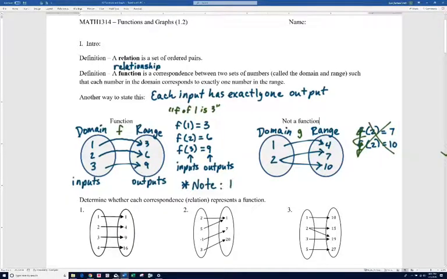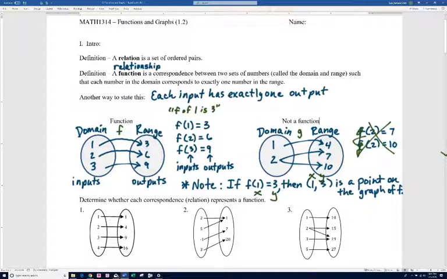Now I want to make a comment here. Note that if f of 1 is equal to 3, then the point (1, 3) is a point on the graph of f. So in other words, f of 1 equals 3 has the same basic meaning as the ordered pair (1, 3). Now when we see (1, 3), we think of an x and a y value, where x values are inputs and y values are outputs. Now we can certainly use other letters, but x and y are the ones we most commonly use.